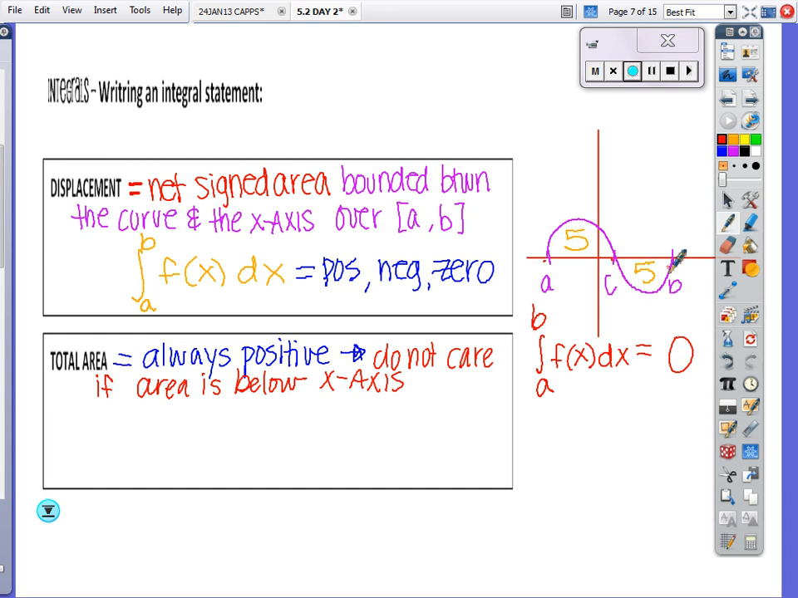So now we're going to talk about total area. Total area doesn't care that this is underneath. We just care that there's area. So if I look at the shape and I say, what's the total area from A to B? What's that number going to be?